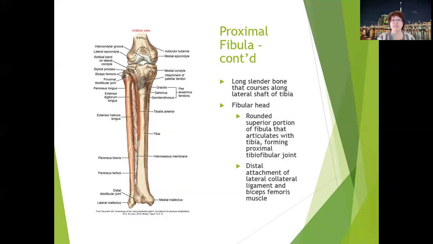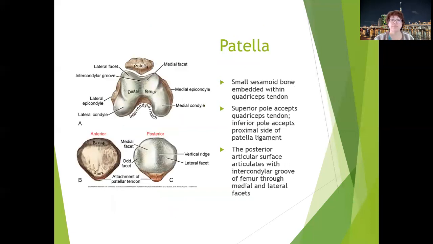And it also is the distal attachment of the lateral collateral ligament and the long head and short head of the biceps femoris, which are lateral hamstrings. So it's an important attachment point. The tibia and the fibula are articulated at the knee and at the ankle, and in between we have the interosseous membrane, which helps direct some of the forces between the two bones.